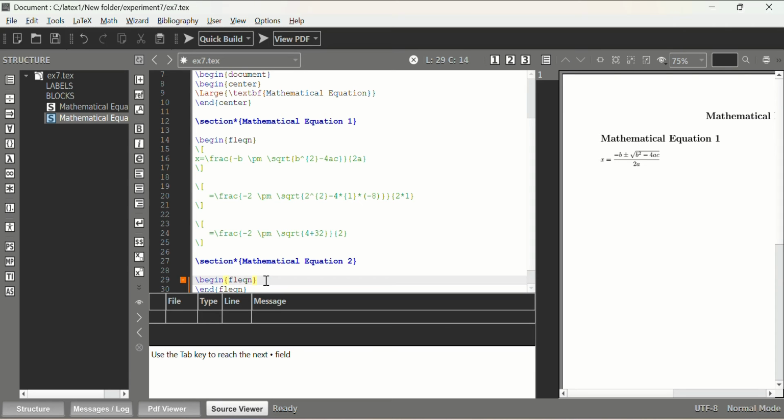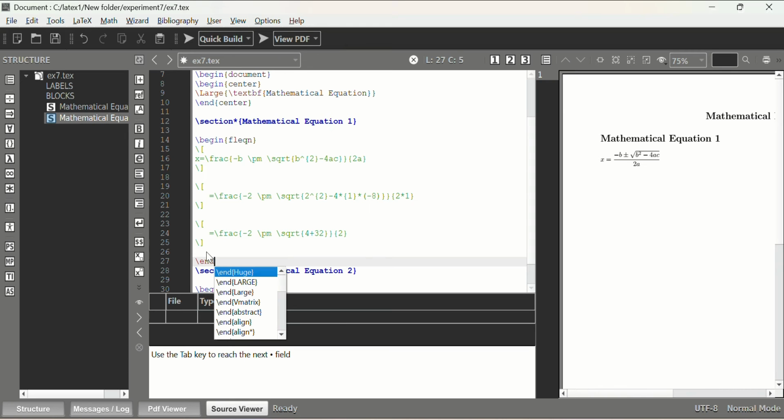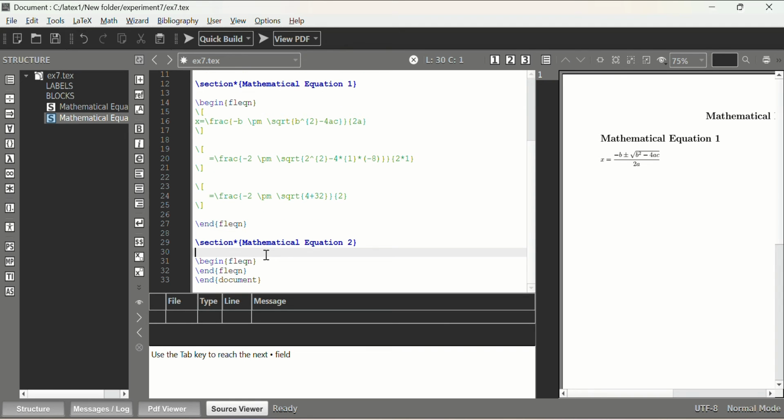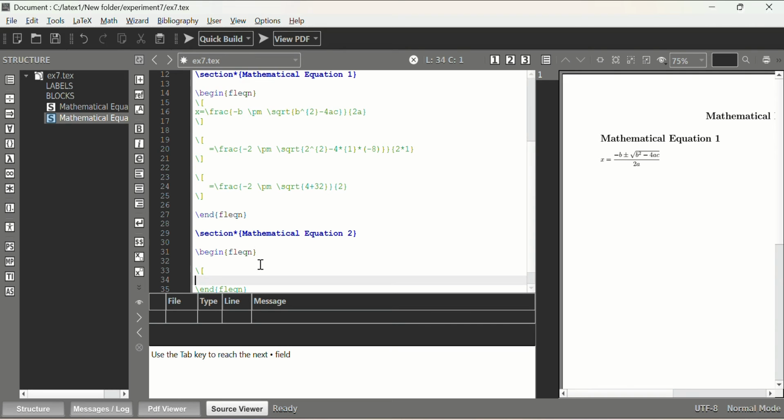Okay, so let's begin with again aligning the equation towards the left side, flalign equation. So there will always be an end equation also. So if I go to give end flalign equation, so now let's begin the second set of equations. Okay, so backslash, again we have to give it in the backslash square bracket the equations.